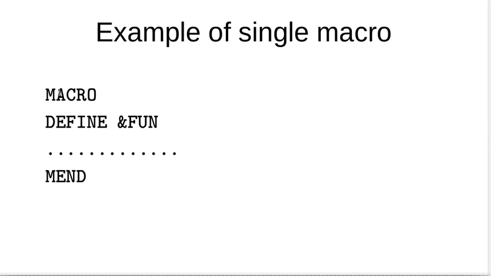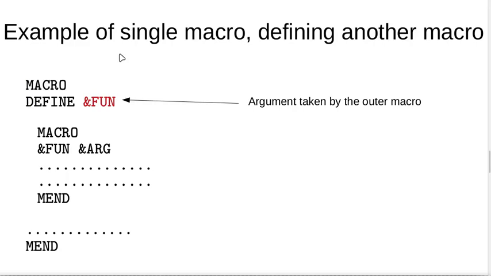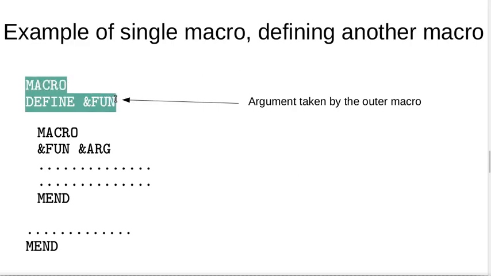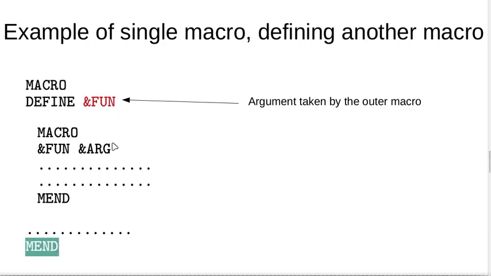A single macro definition looks like this. We all know this from the previous lectures. There is supposed to be no doubt about these things, right? Now we come to the example of a single macro defining another macro. Again, what we have here is the example that we had in the previous slide. We have the macro keyword. In the second line we have the name of the macro, which is define, and it is taking an argument as input. This argument in this case is named ampersand fun.